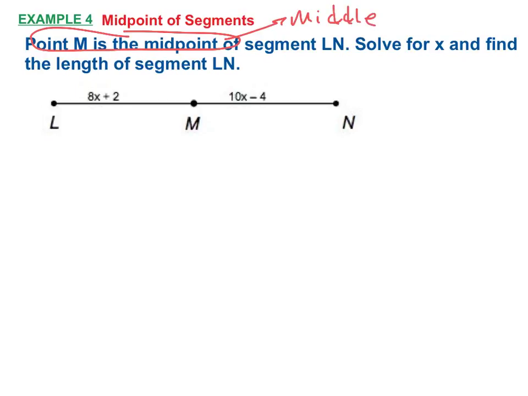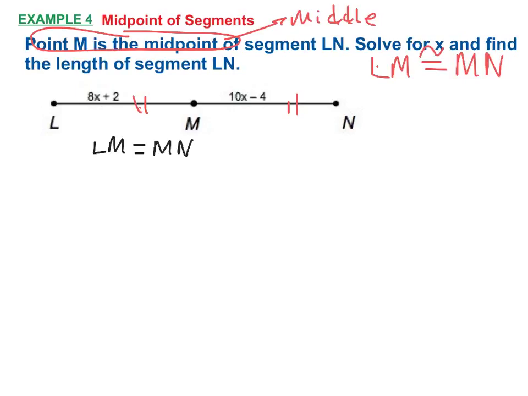And if it's the middle, then we know that both pieces are equal, so they're congruent. So by being told that it's the midpoint, we know that LM is congruent to MN. And since they're congruent, we can set their measures equal to each other. So we can say LM is equal to MN.